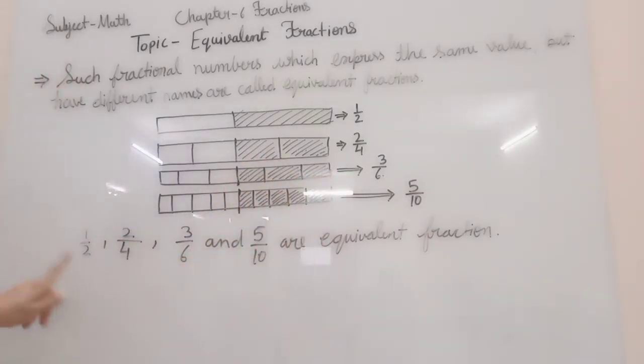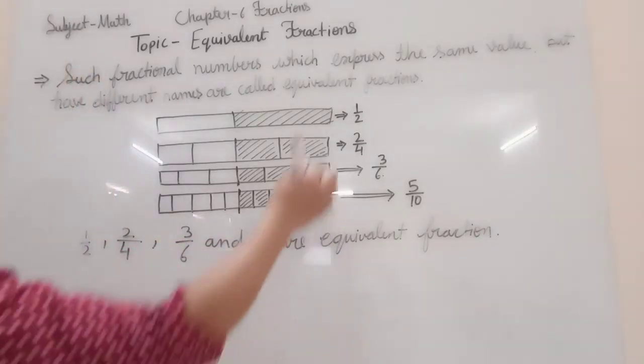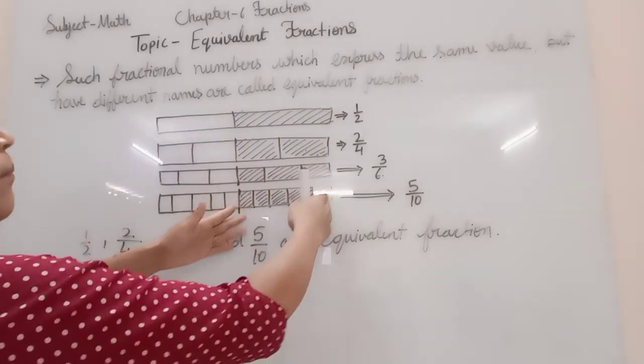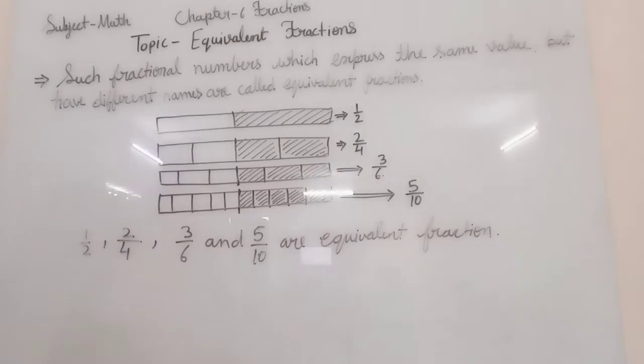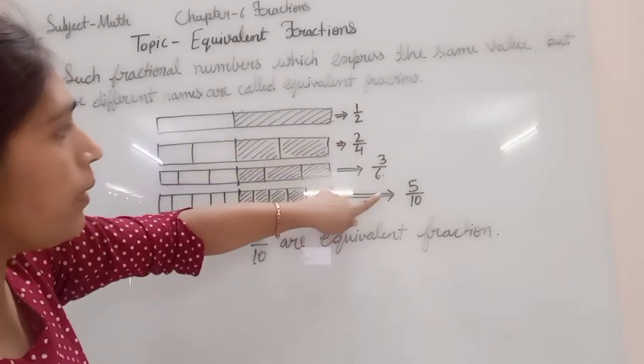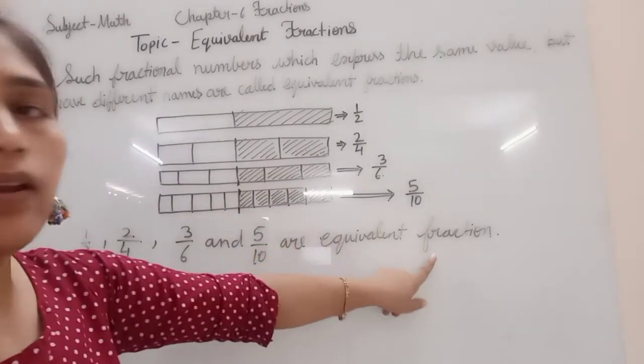So you can say that 1 by 2, 2 by 4, 3 by 6 and 5 by 10 are equivalent fractions because their value is the same. Their value is the same but they look different in numbers. If you see the numbers, they look different but still they are the same because their value is the same. That's why these are called equivalent fractions.